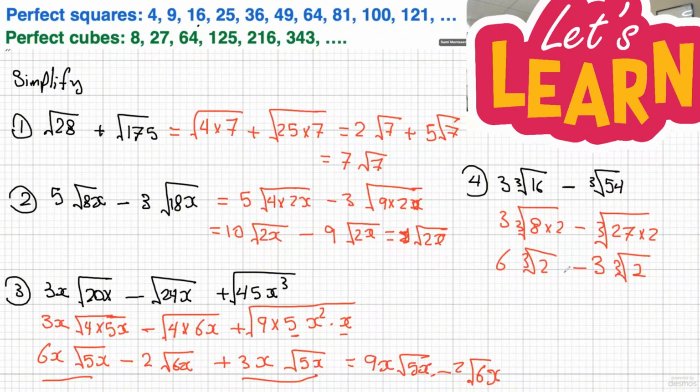Now these are like terms, so I just subtract 6 minus 3 is 3. And I still have the cube root of 2. Okay, so I think I'm gonna keep it here for this, and tomorrow I'm gonna do multiplying radicals and foiling, also rationalizing denominators. So we're gonna do that as well, and then solving the radical equations. So that's what I'll do tomorrow.